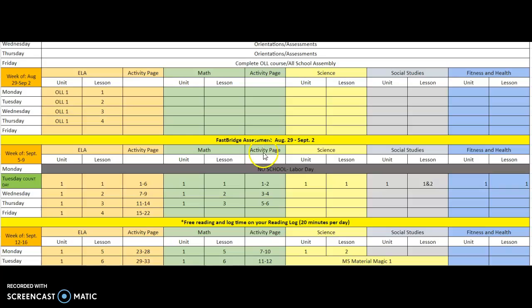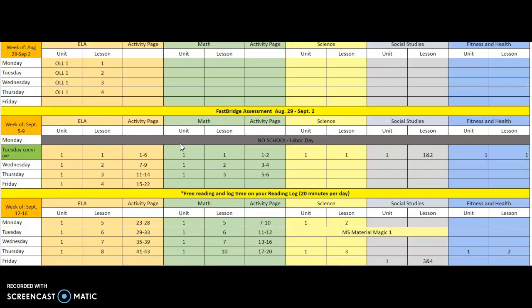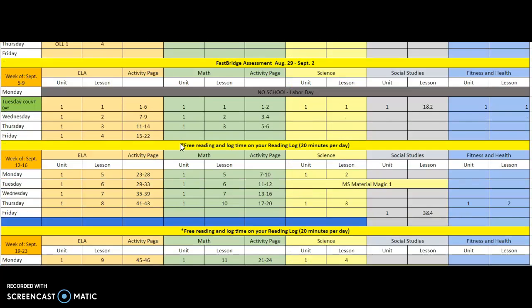You can also see, sorry, we are going to be doing the FastBridge assessments August 29th through September 2nd. Those are just going to be your reading and math beginning of the year assessments. We will do them 3 times a year. This just helps us, especially this time of year, to see how your student learns. We get to know them better as a learner.